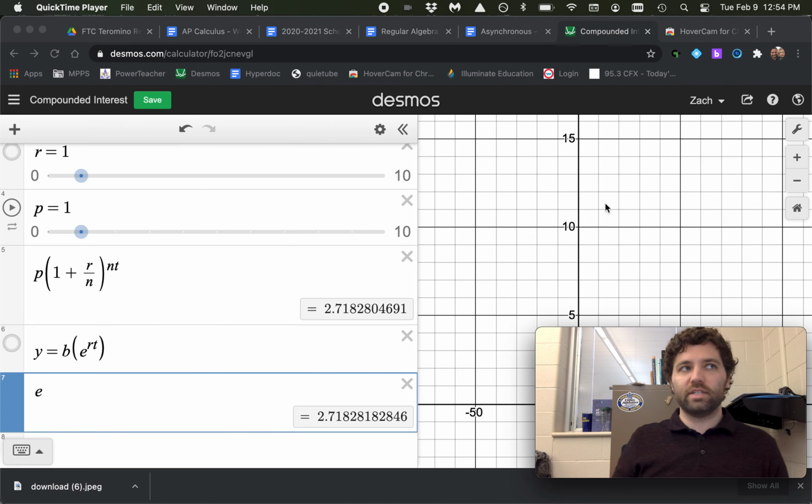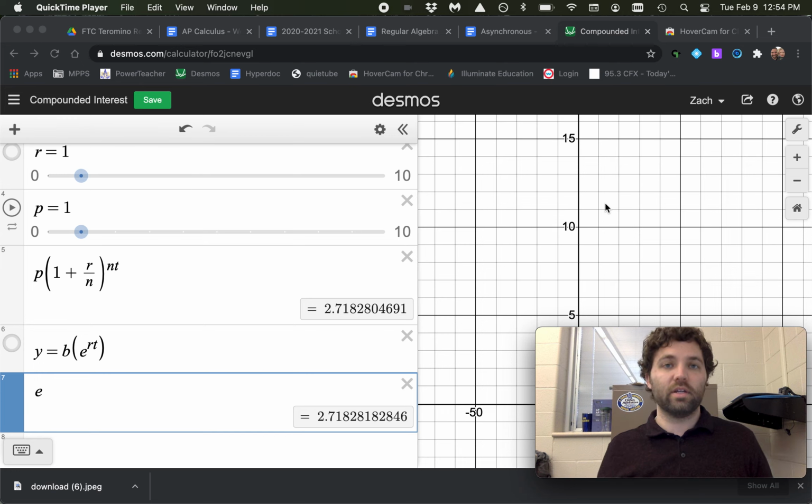A good example of this is if you invest money in the stock market, the value of the stocks that you've purchased is constantly changing depending on the market, and all that value is getting wrapped up together and is constantly compounded.